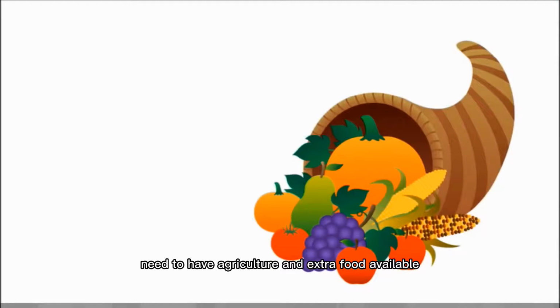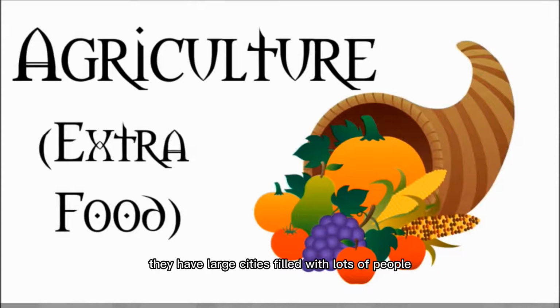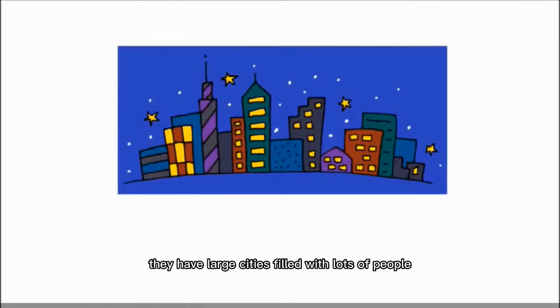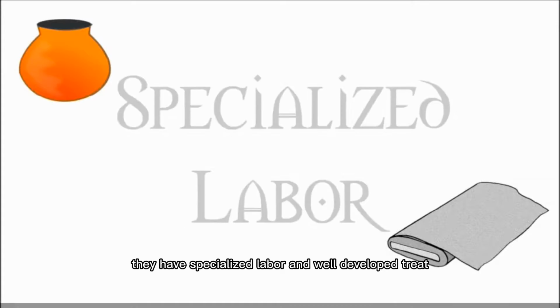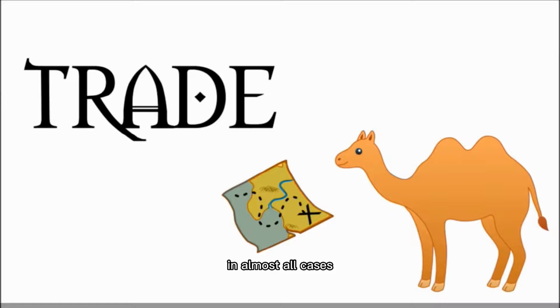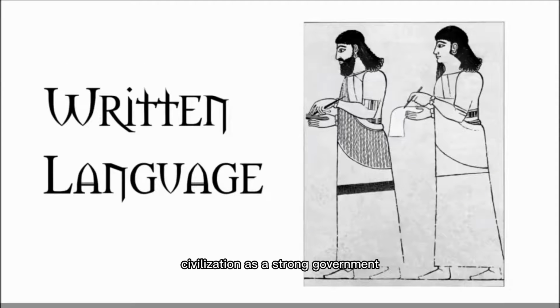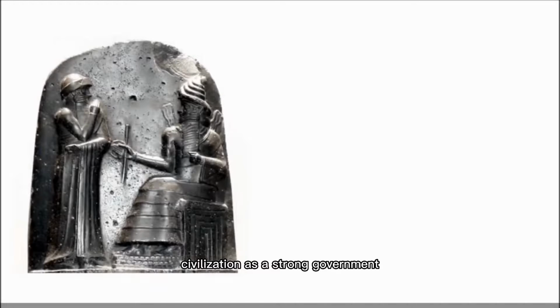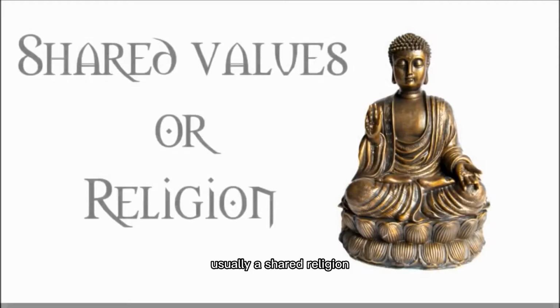Civilizations need to have agriculture and extra food available. They have large cities filled with lots of people. They have specialized labor and well-developed trade. In almost all cases, they have a written language. Civilization has a strong government. They have shared values in ancient times, usually a shared religion.